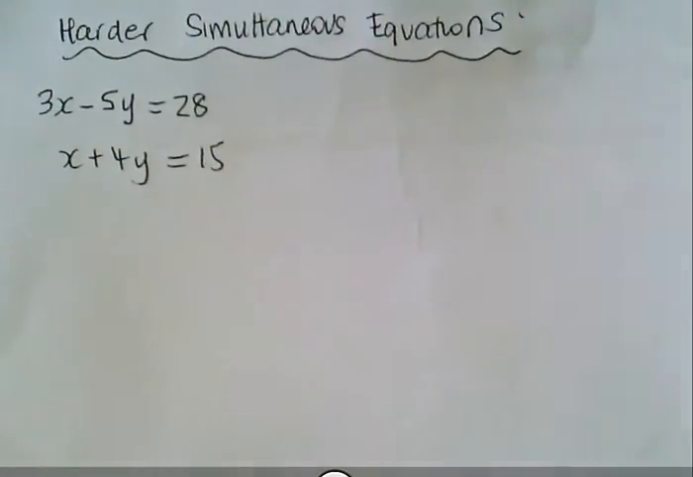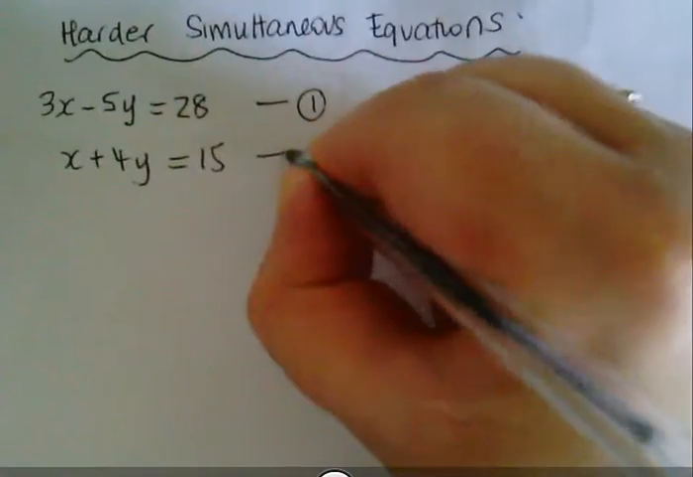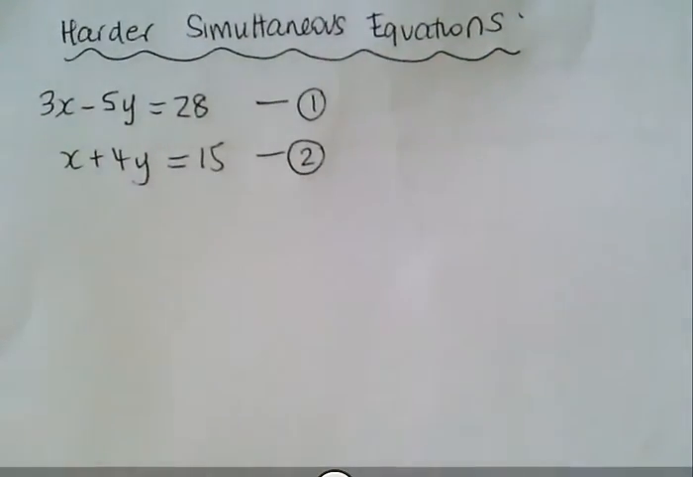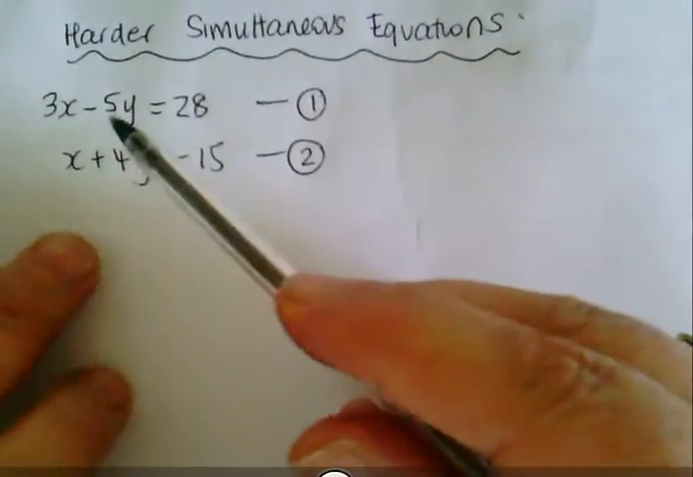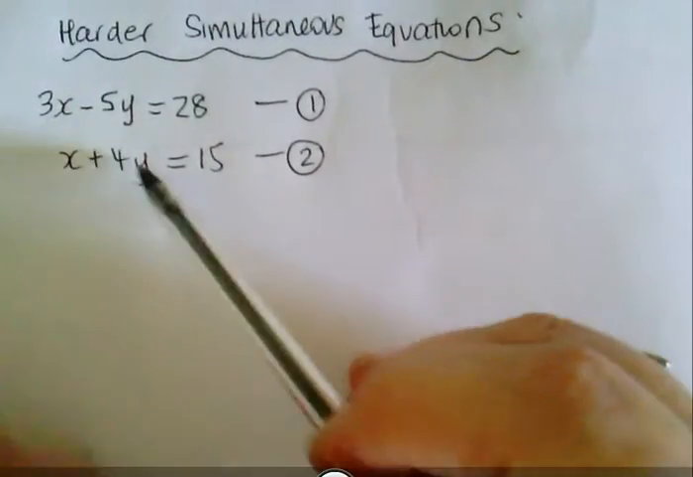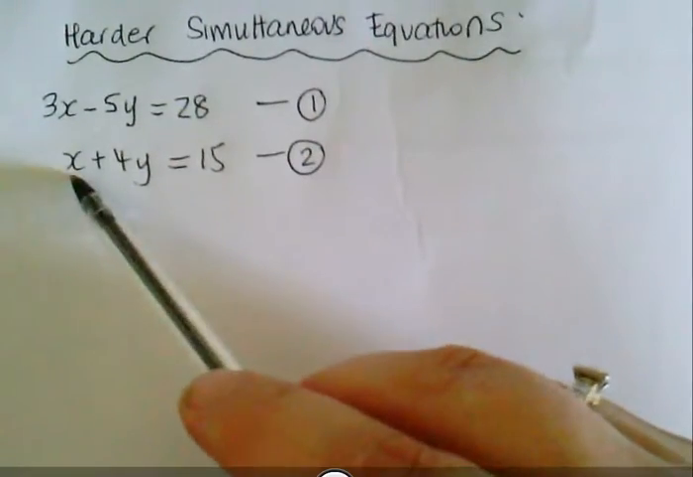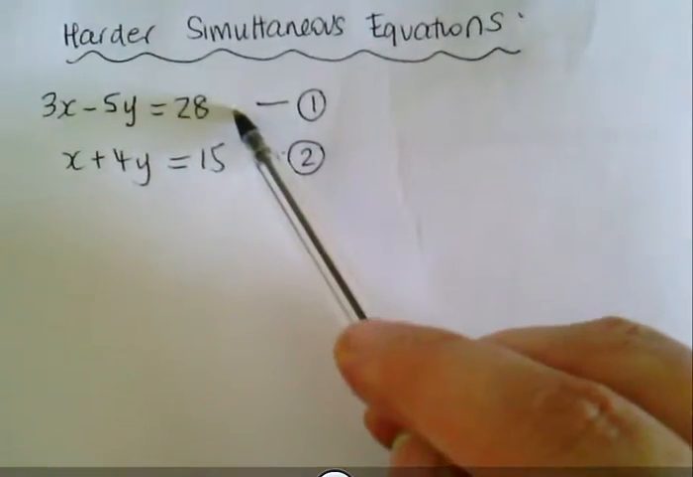Just looking at a few harder simultaneous equations. So I've got two equations here, equation 1 and equation 2. Because you've got your x's and y's on the same side and your numbers on the right, you may think that you could use the elimination method for this particular one. However, substitution would be easier because of this x, so I've got 3x minus 5y is 28.